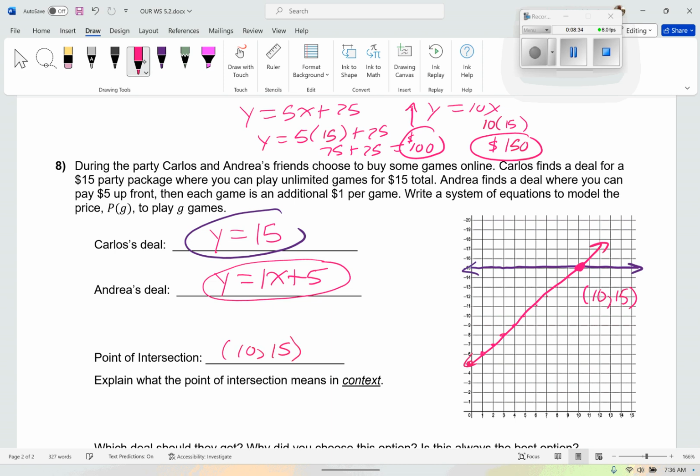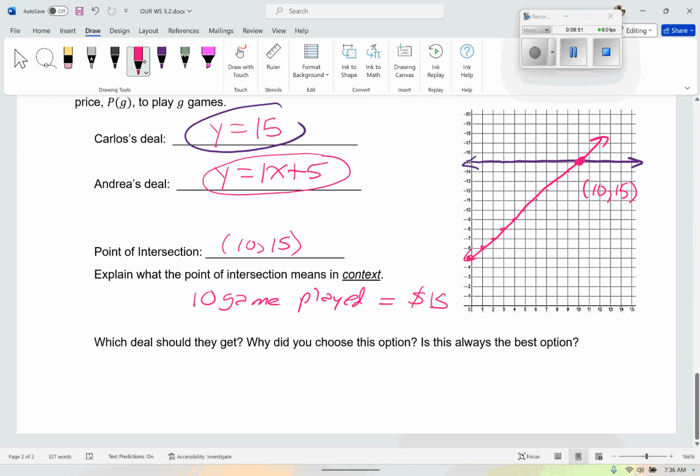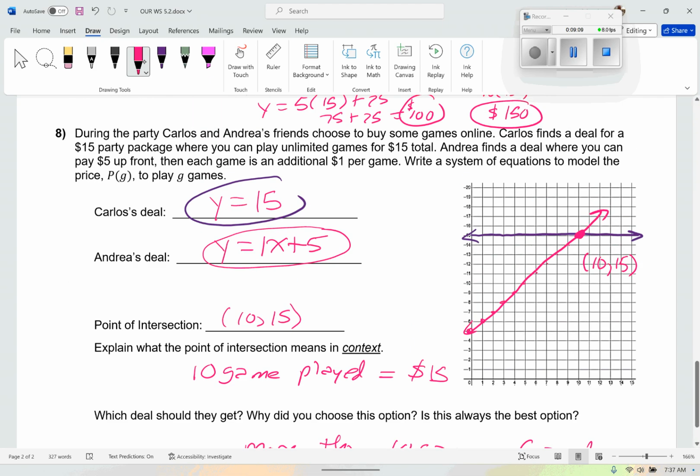What does this mean in the context? This means that 10 games in, it's equal money at $15. Which deal should they get? It depends. Are they going to play? If you're going to play more than 10 games, then Carlos has the better deal. If you're not going to play more than that, then he doesn't. And that's all we have.